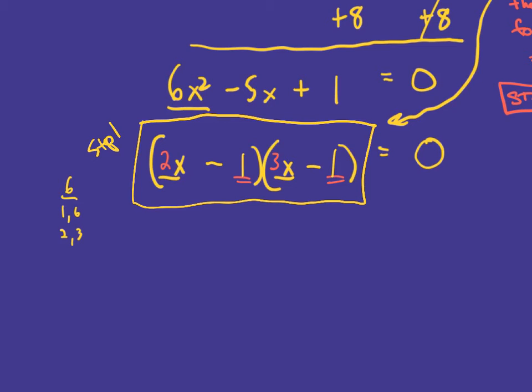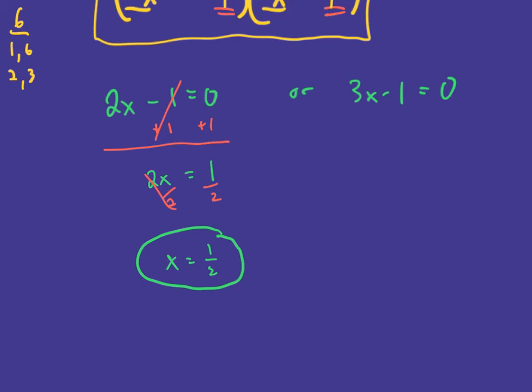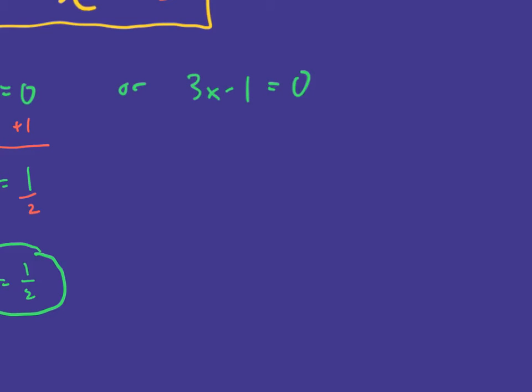And then your step 2, you're just taking each parentheses and setting them equal to 0. 2x minus 1 equals 0, or 3x minus 1 equals 0. So x equals 1/2. On the right side, we're going to add 1.